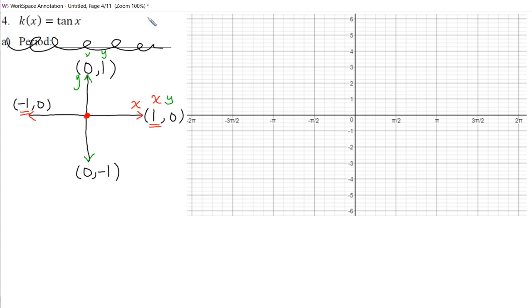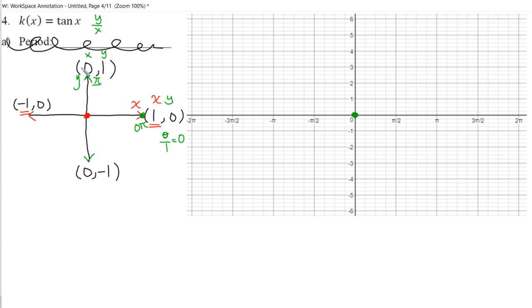Now let's do this. Tangent is y over x. So we're just going to start here and go around counterclockwise and just do y over x every single time. So at 0, that's my 0 pi, which is right here. If I do y over x, that's going to be 0 over 1, and that's 0. So I'm going to plot a dot at 0.